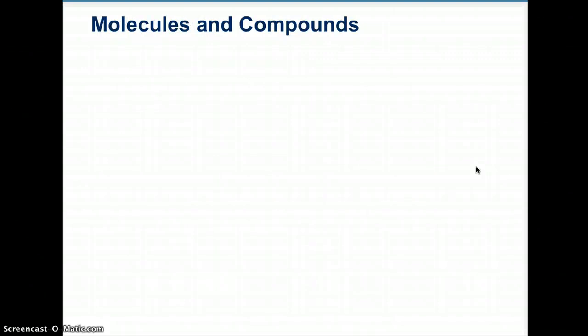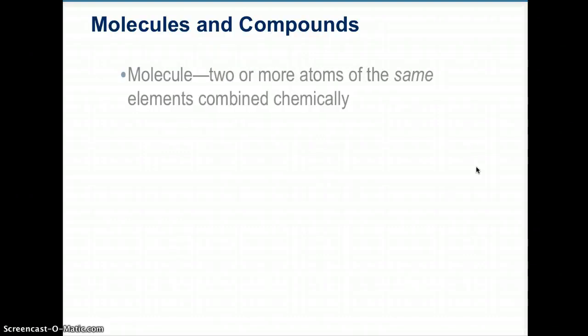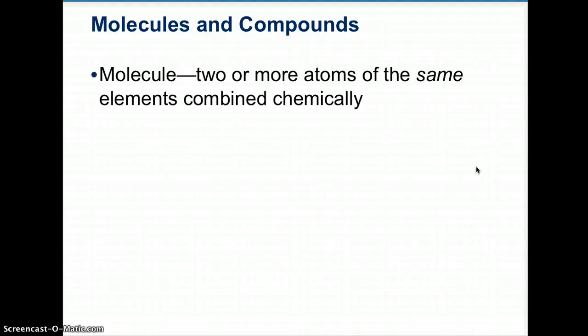Last but not least, we're going to cover molecules and compounds. A molecule forms when two or more atoms of the same element combine chemically. For example, if you take two oxygen atoms and combine them, you get O2, or the oxygen that we breathe. Keep in mind, in a chemical equation, the atoms on the left of the arrow are the reactants, and the molecule that forms on the right of the arrow is the product. If you're confused on that, let me know.